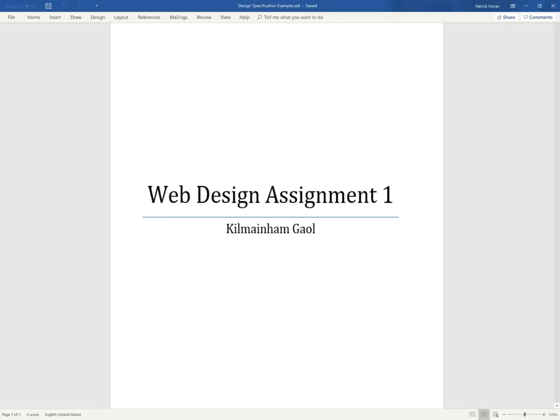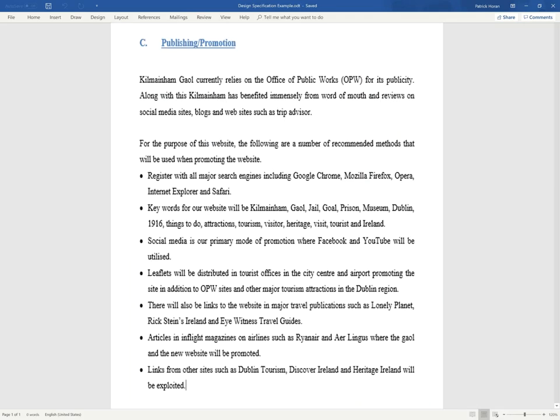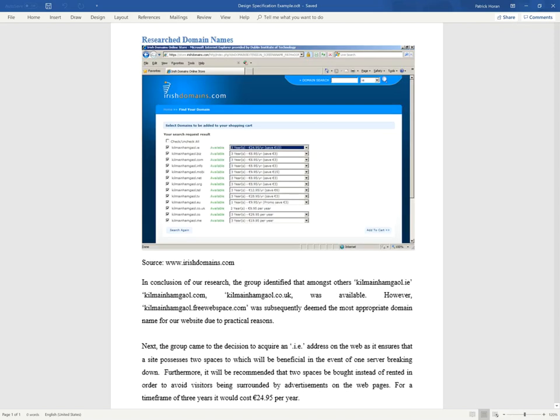Web design assignment 1 for Kilmainham Jail. This is their publication and promotion. So they talked about where they're going to publish it, what they're going to do. They actually talked about the domain names and what domain name they were thinking about sourcing.